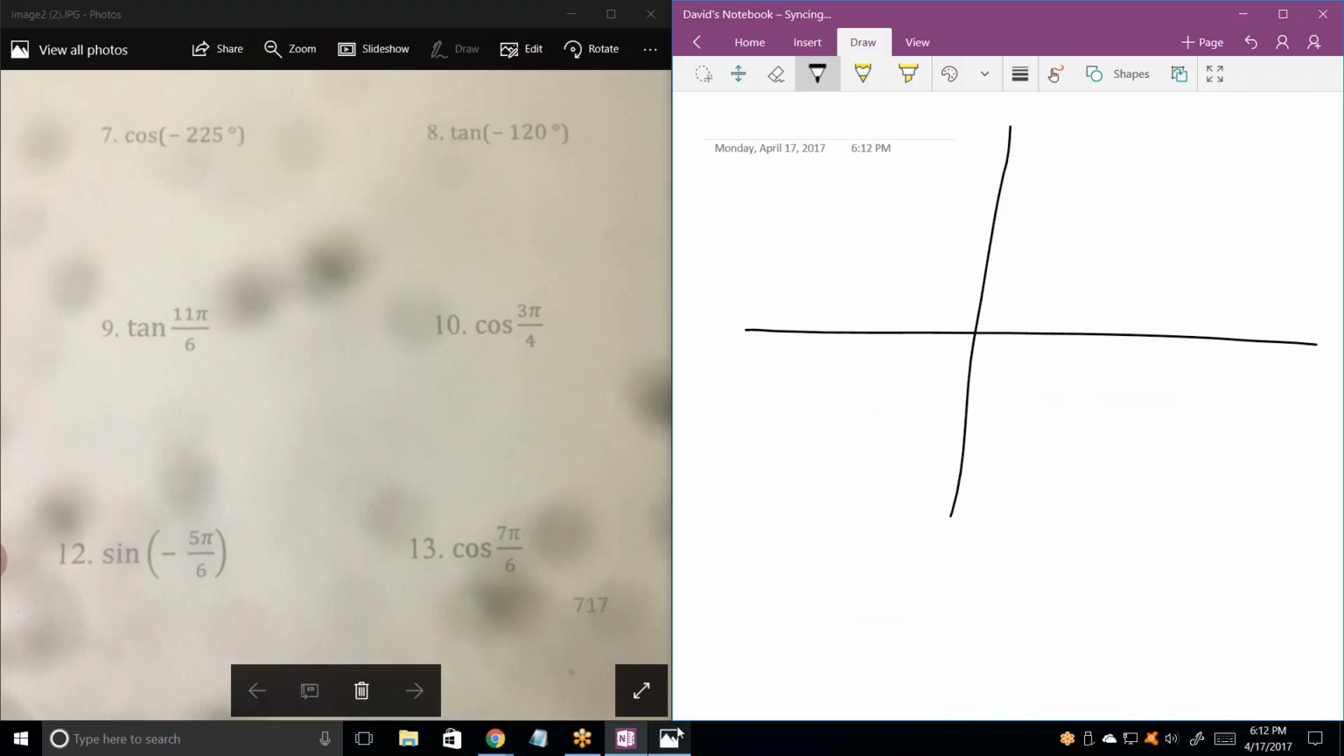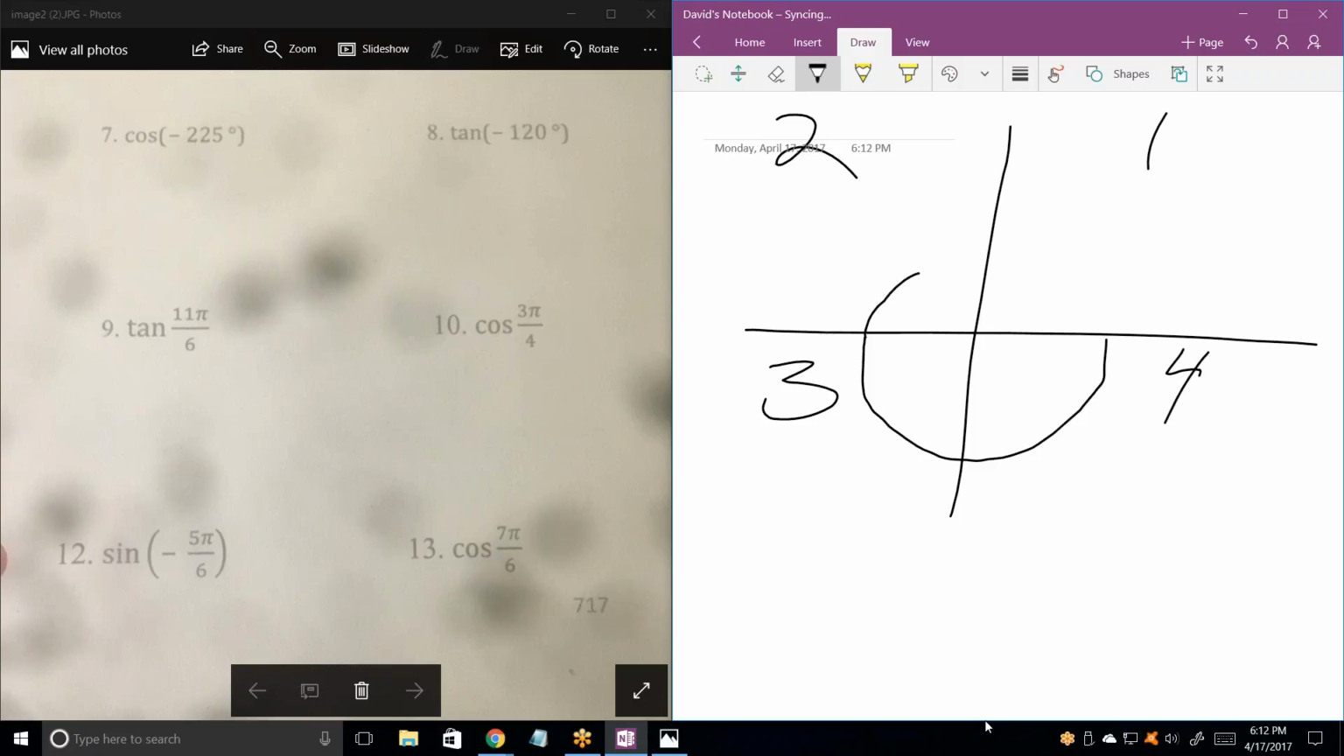Where does the ray go? What quadrant? Well, this is a negative angle. Negative angles always get measured clockwise, not counterclockwise. Where's it going to end up? It's going to get measured in quadrant 3. Quadrant 2.